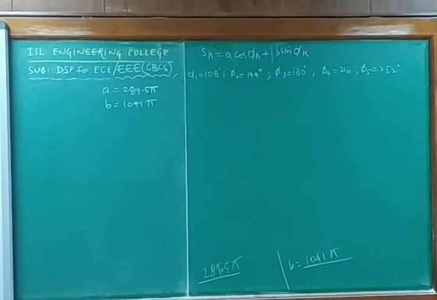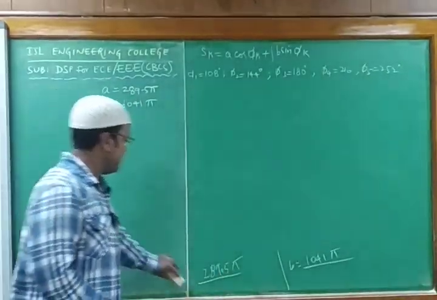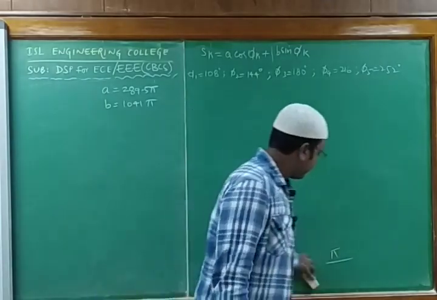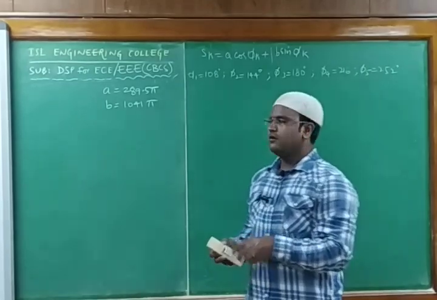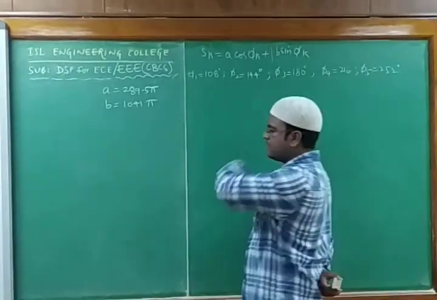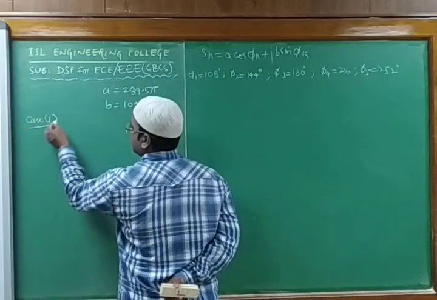So, students, we have the values of A and B. Now we are putting them into this formula for the pole. We have A and B, and we found all the values of phi, so we will find all the poles of the given parameter. In that, I'll take the first case, case 1: K is equal to 1.